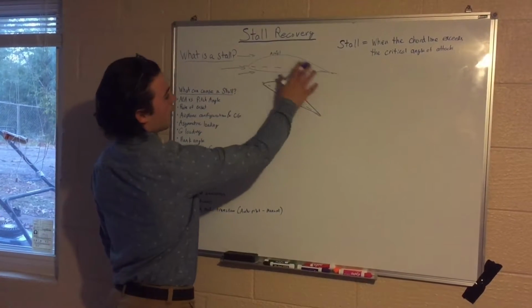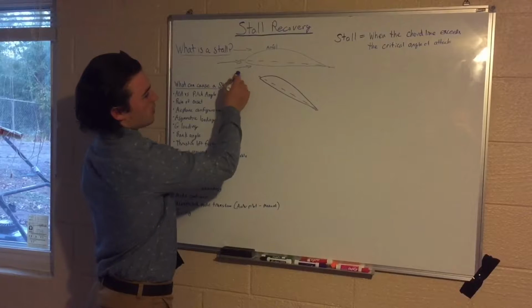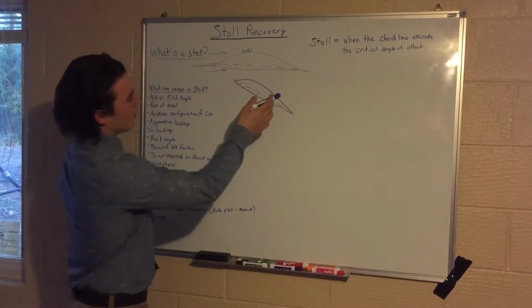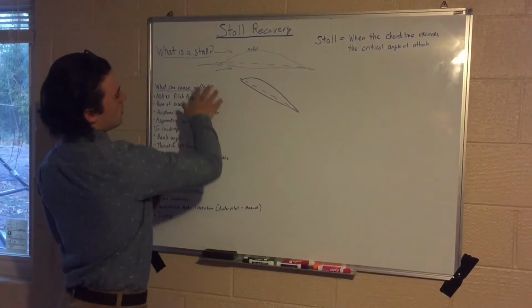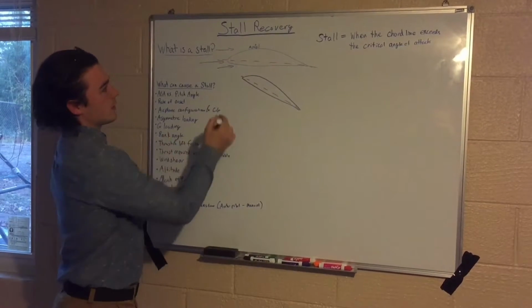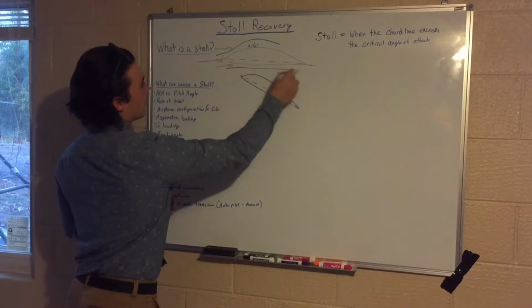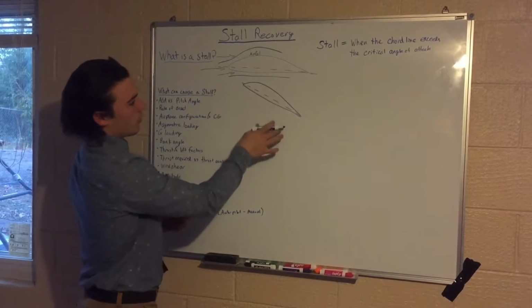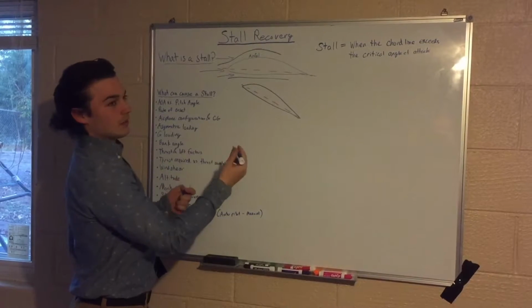So here I have an airfoil drawn out, and these arrows represent the relative wind. Now this red dotted line is our chord line that goes through the airfoil. As you see here, this is an airfoil in steady flight, with the wind flowing over and under, producing lift. Now here I have another airfoil drawn out that is exceeding the critical angle of attack.